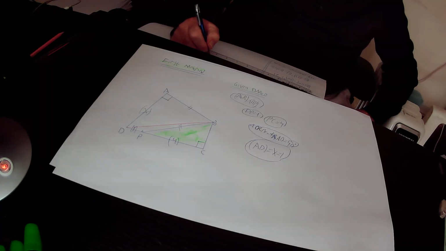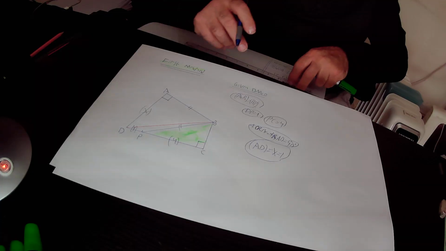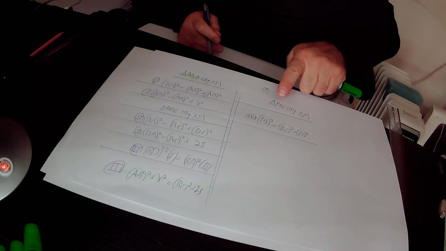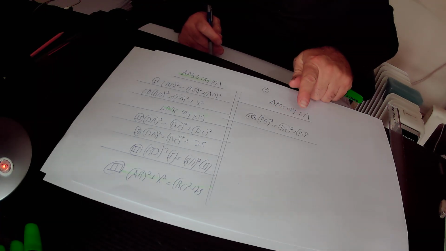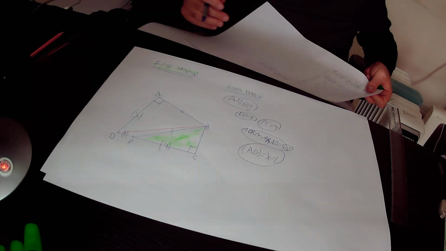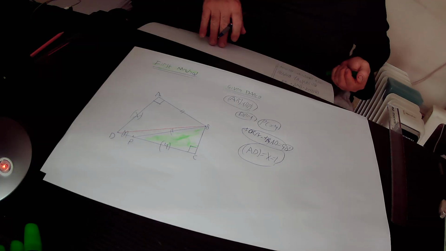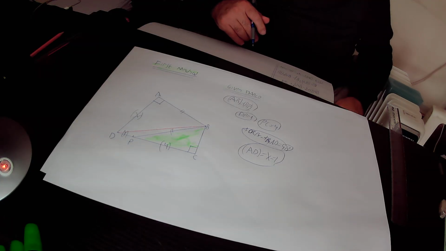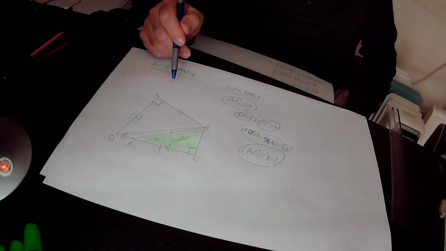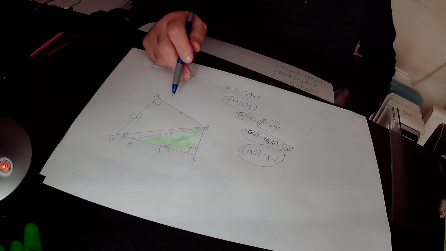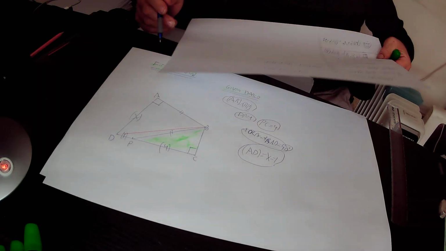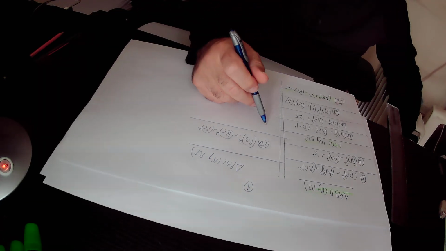And again, according to the Pythagoras theorem, on this green triangle PBC, PB squared equals BC squared plus PC squared. According to what is given in the question, PB equals AB, so we substitute PB by AB, because they are equal to each other. So PB squared is AB squared.